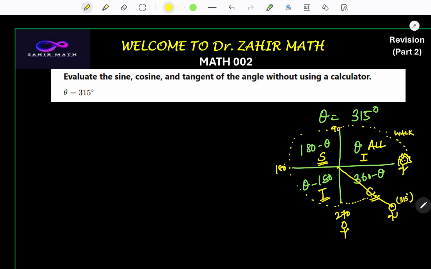So this is 1, this is 2, this is 3 and this is 4. So he is in quadrant number 4. In quadrant number 4, what is the formula? The formula is 360 minus theta. So 360 minus 315. Take your calculator, put 360 minus 315, which is equal to 45 degrees.